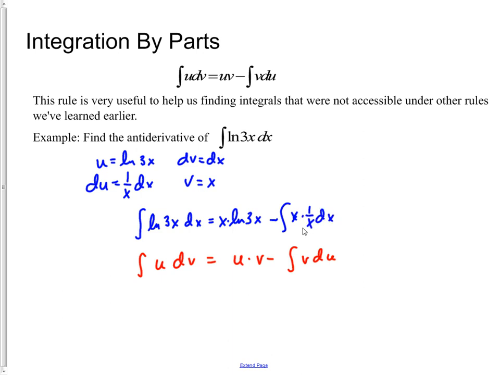Look what's happening over here. We're going to get x times the natural log of 3x minus the antiderivative of dx, and that's just 1, right? So we're going to get x times the natural log of 3x minus x plus a constant. And there we go, right? That's one way of using this rule to help us find antiderivatives. And by the way, that's how we actually do go about finding the antiderivative of a natural log function.